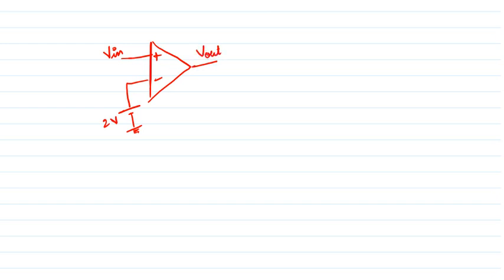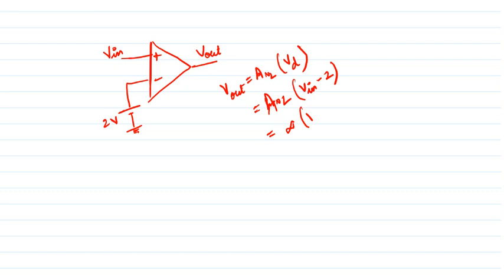Can you say what will happen? I know that V out is equal to AOL into VD. What is VD? VD is the differential voltage. What is the voltage at the plus terminal? V in. What is the voltage at the minus terminal? 2 volt. So V in minus 2. As I said earlier, open loop gain is very high, infinite. So infinite into V in minus 2.